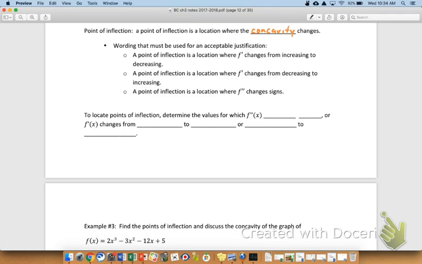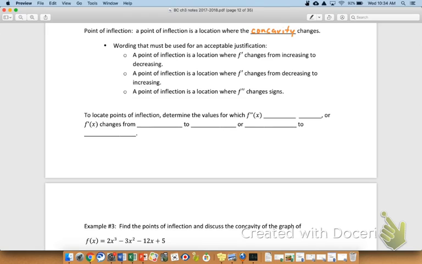For the concavity of whatever graph you're looking at, whether it be f or g or h or whatever, changes. So I'm giving you some wordings that are good justifications. The first two obviously have to do with f prime, which is more closely related to the example we just did. And the last one is more closely related to the first example we did. And you might ask yourself, well, when do I use this and when do I use that? Like, how do I decide?